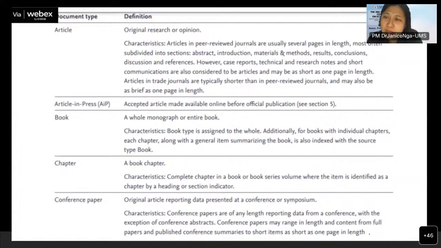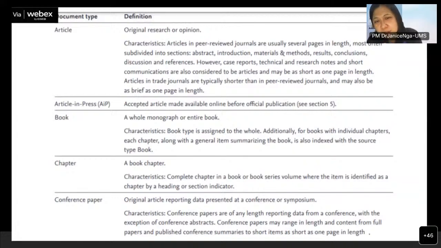Yeah, so there are case reports, technical and research notes, and short communications, also sometimes in journals. Different journals welcome people to submit short pages of contribution, okay?